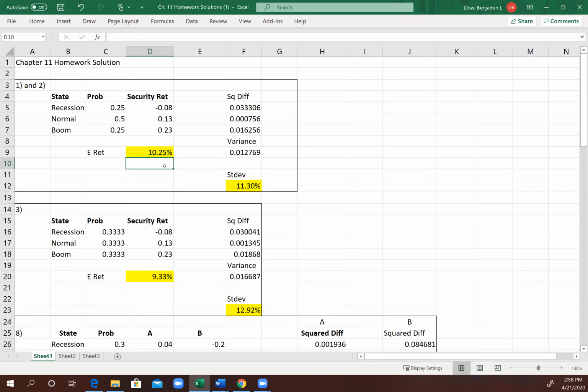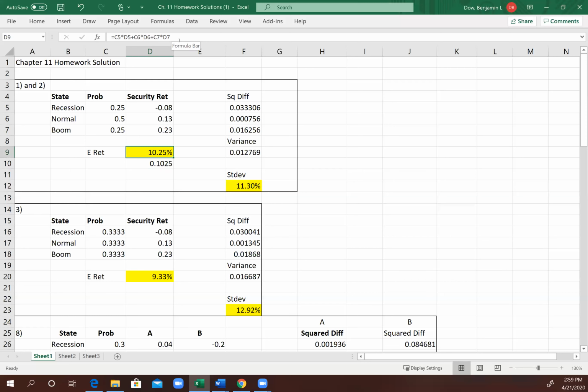Another way to do it that's much easier is you should learn something called a sum product. The sum product will take the sum of the product of two arrays. And so if you do that, you can get it without having to do 3 different calculations. That's what's nice about Excel. But if you look up here, you can see what the expected return is sort of the long way.